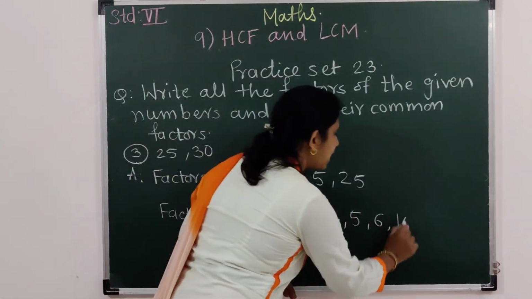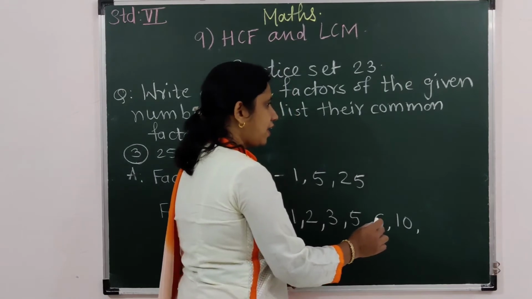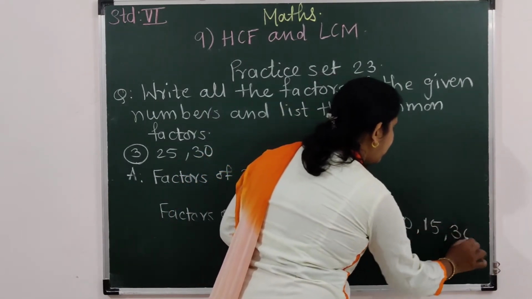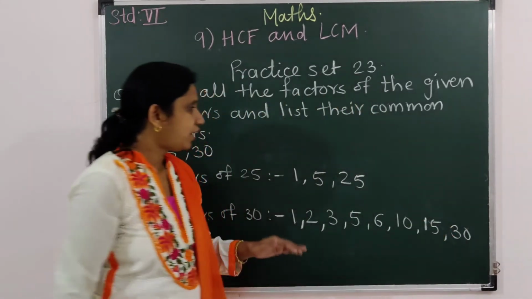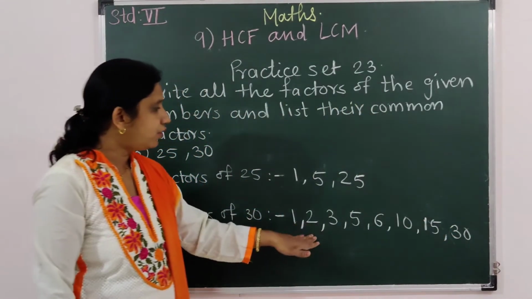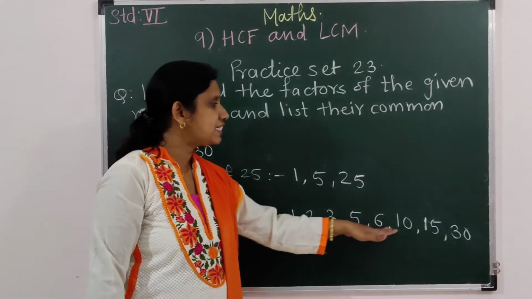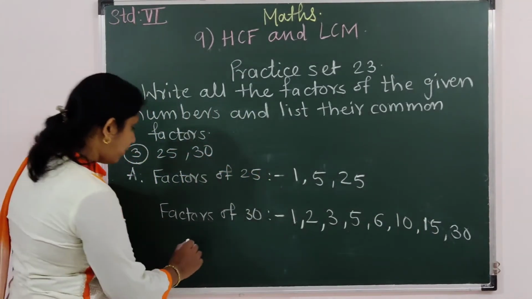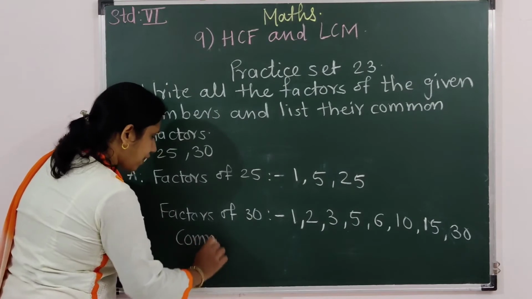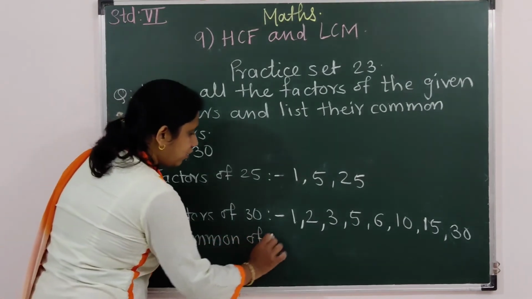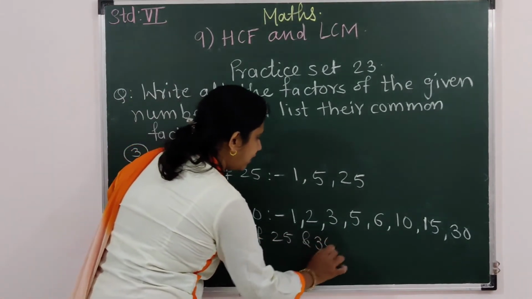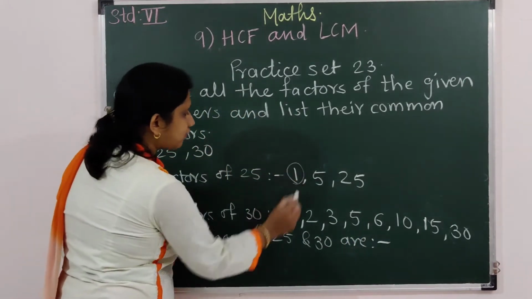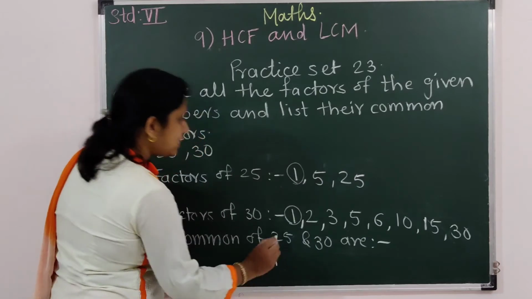Now 10 threes are 30, 15 twos are 30 and 30 ones are 30. So what are the factors of 30? 1, 2, 3, 5, 6, 10, 15 and 30. So let's write the common factors of 25 and 30. Which are the common factors? 1. Only 1 is common.